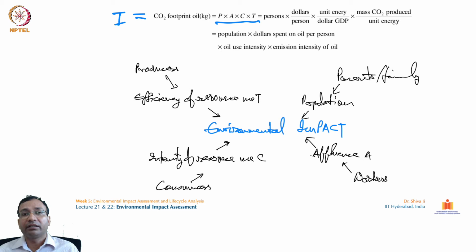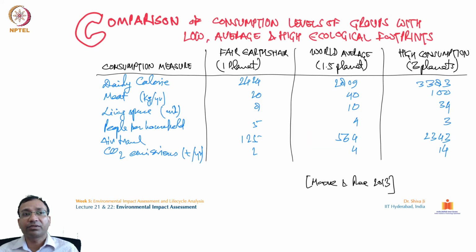And here in this table you can see the comparison of resource consumption levels for groups with low, average and high ecological footprints over time. The first column suggests the consumption measures: daily calorie supply, then meat consumption in kg per year, living space requirement per square meter, and the number of people per household. Then home energy use, motor vehicle travel in kilometers per year, air travel, and then CO2 emission in tons per year.